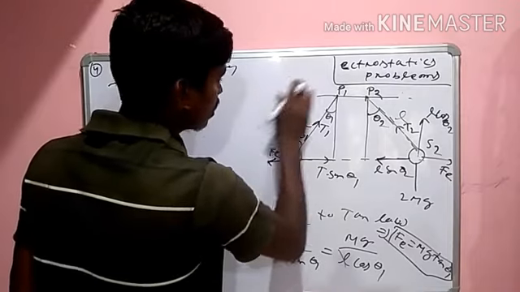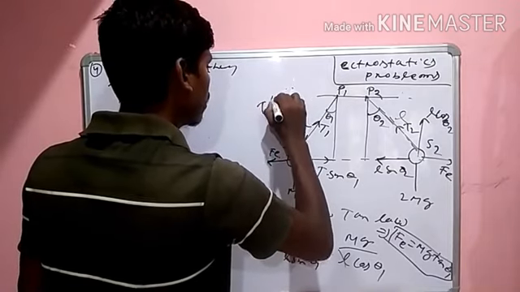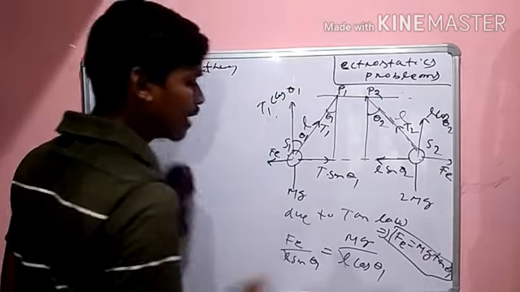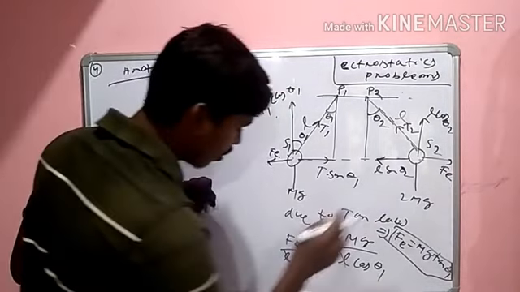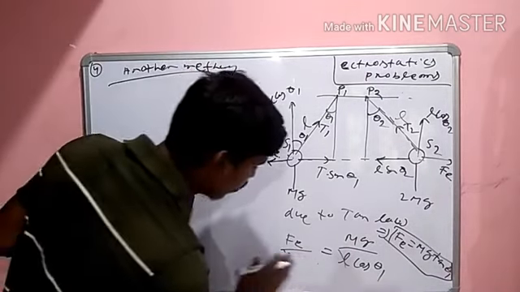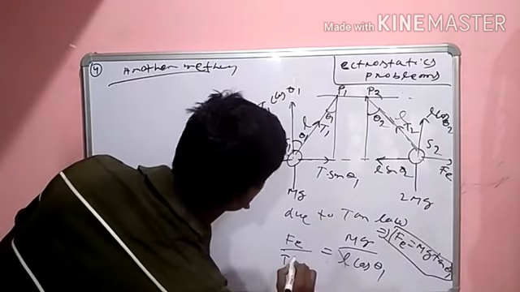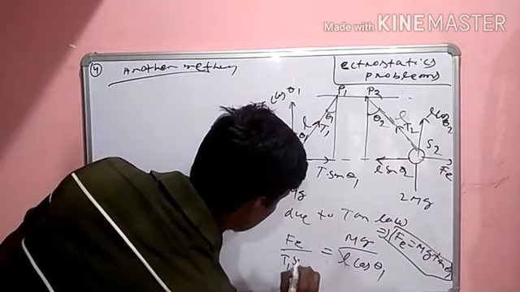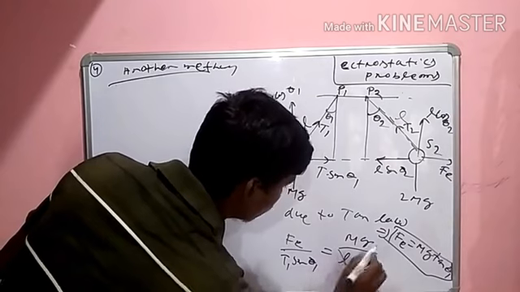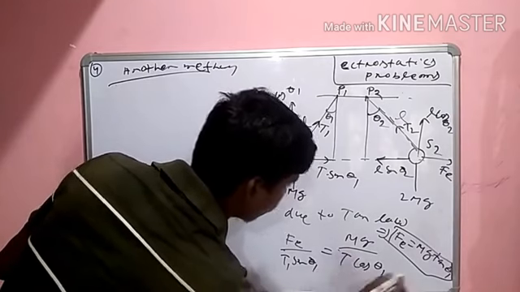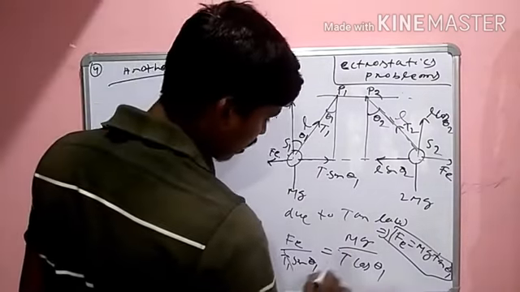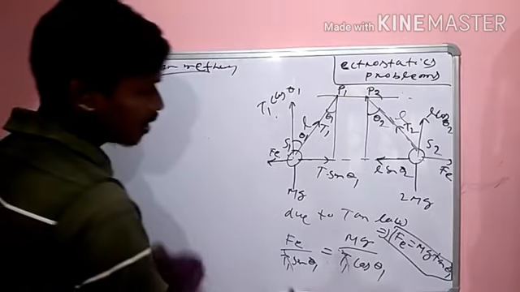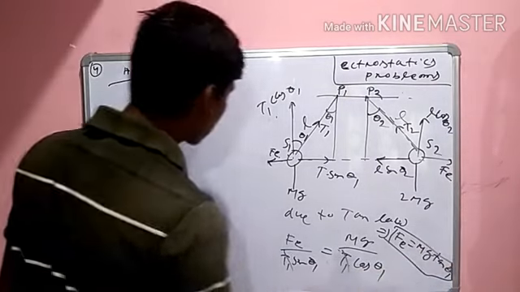Suppose this is T1, and this is T1 cos theta 1. Due to the tan law, F by T1 sin theta 1 is equal to mg by T1 cos theta 1. So T1 cancels out. Similarly, F is equal to mg tan theta.